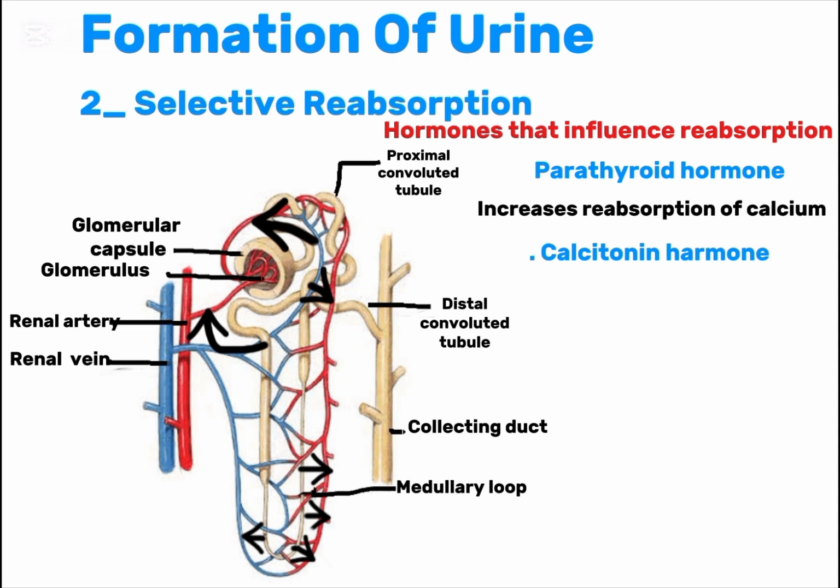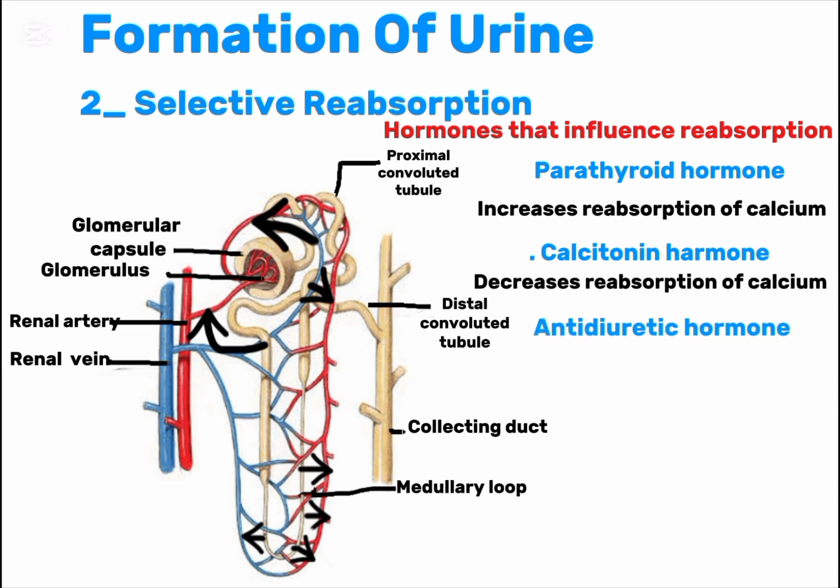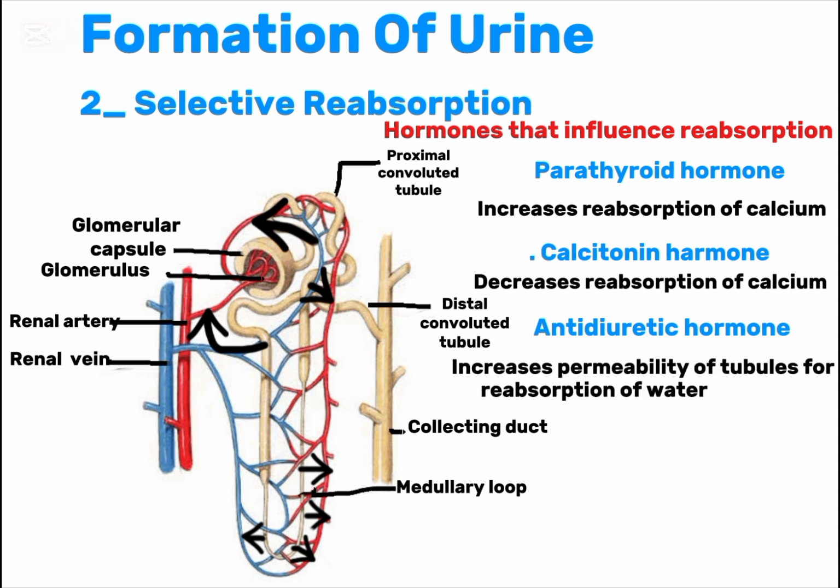But when there is high calcium in the blood, in case of hypercalcemia, calcitonin is secreted and it decreases the reabsorption of calcium. It helps in the excretion of calcium from the body in the urine and helps in lowering the blood calcium level. The next hormone is the antidiuretic hormone, which is secreted from the posterior pituitary gland, an important hormone in hypovolemic shock. This hormone increases the permeability of the distal convoluted tubules and collecting ducts for the reabsorption of water. It decreases the urine formation.